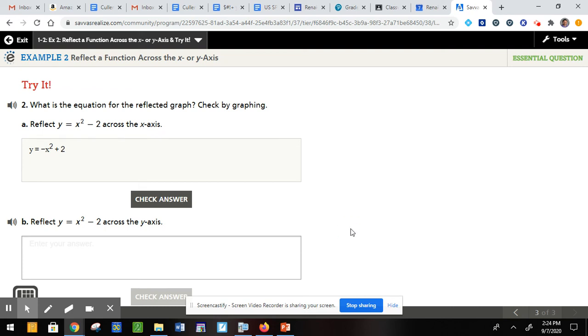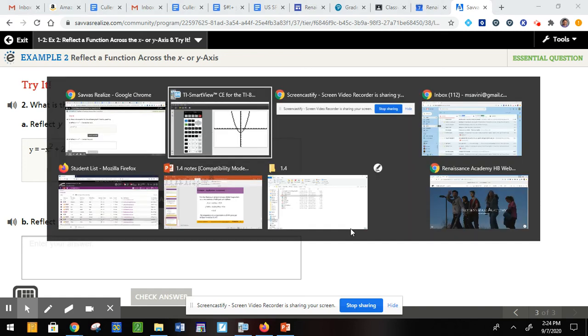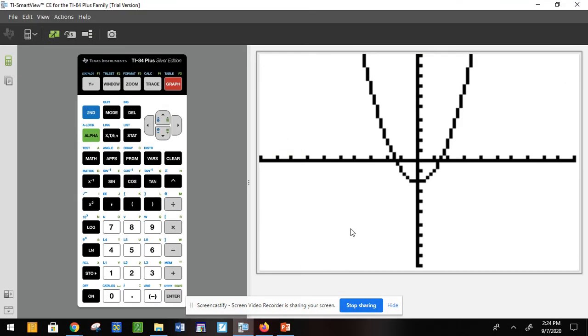Reflect the same function across the y-axis. So let's again look at this one, the graph that we made. I reflect this across the y-axis. It's already symmetrical across the y-axis, so nothing would change. Everything that's on this side would now just be on this side. Everything on the left side would now be on the right side. So it would be the exact same function.